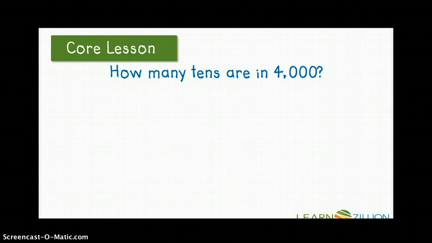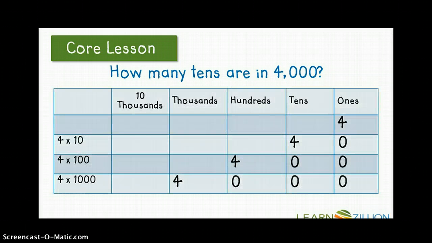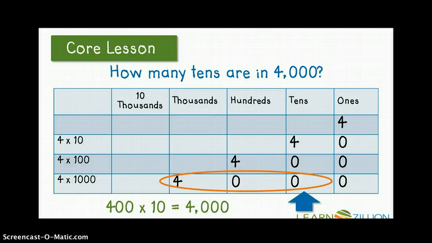You may wonder, well, how many tens are in 4,000? Let's look at the number 4 on a place value chart. As the 4 moved down, it increased by 10 each time. Since we're wondering how many tens are in 4,000, let's look at the tens. We can see that there are 400 tens in 4,000. 400 times 10 is 4,000.